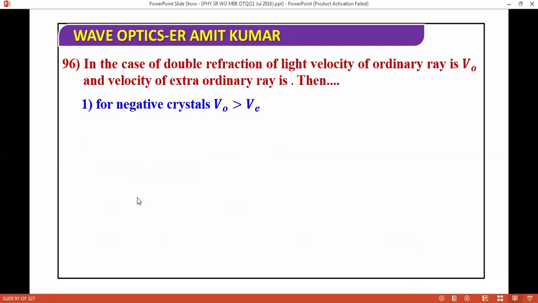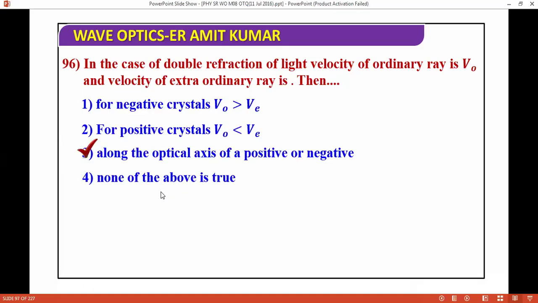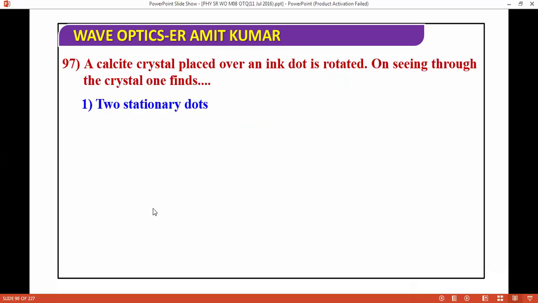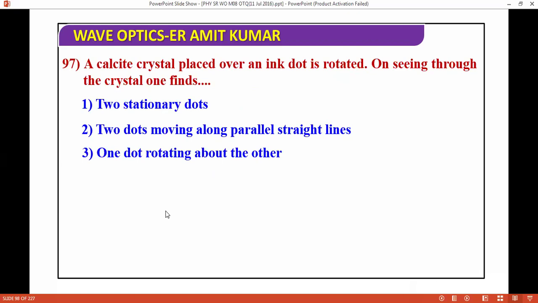So the correct answer is that along the optical axis of positive or negative crystals, V_O is less than V_E. Next, when a calcite crystal placed over an ink dot is rotated and seen through the crystal, one sees two dots, and the correct answer is one dot rotating about the other.